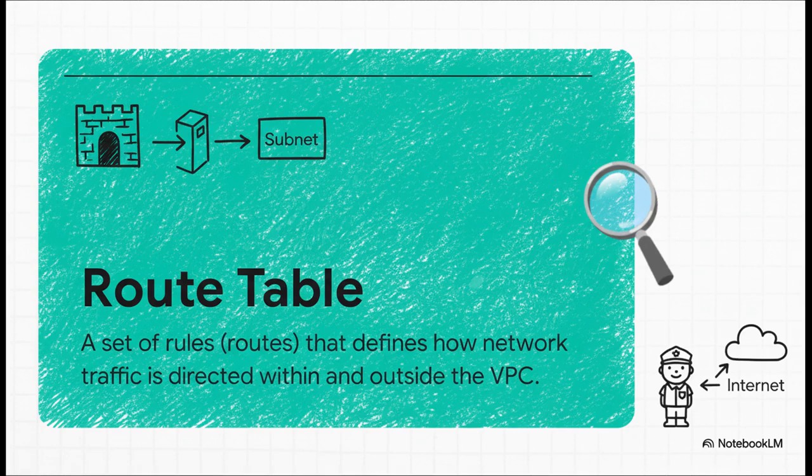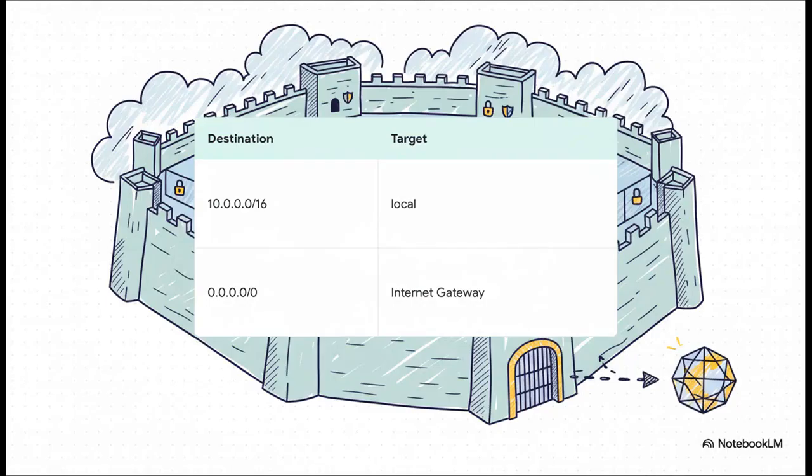Anytime a packet of data tries to leave a subnet, it looks at the route table to get directions, whether it's headed to another part of your fortress or all the way out to the internet. And this table here shows you exactly how simple it is. For a public subnet, you really just have 2 main rules. The first one says, hey, if you're trying to get to an address inside our property, that 10.0.0.0/16 range, just stay on the local roads.